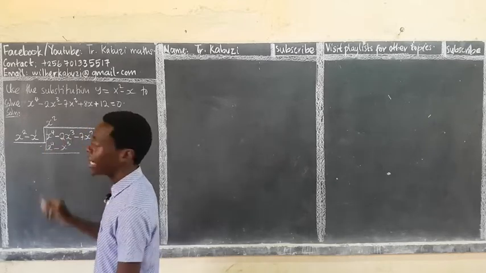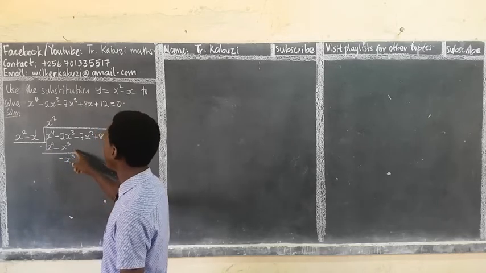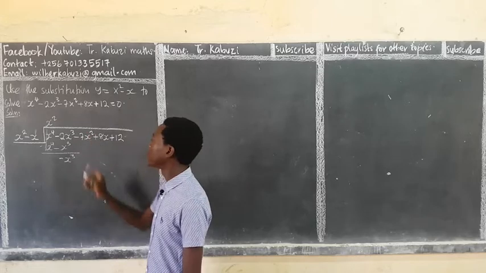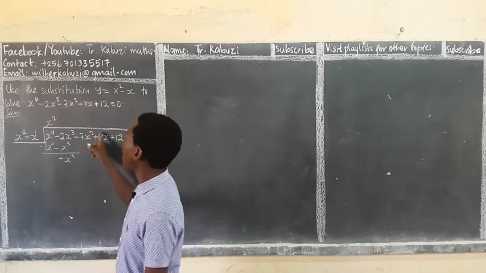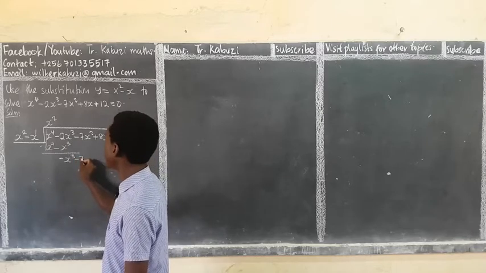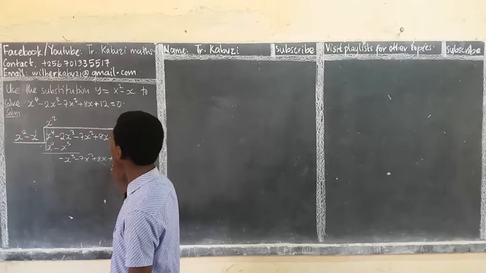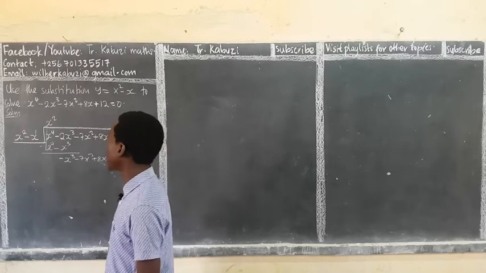This minus minus we shall get negative x to the power 3. Then we don't have corresponding terms with these powers, so we write all the remaining terms just below there: minus 7x squared plus 12. After that, we still long divide.